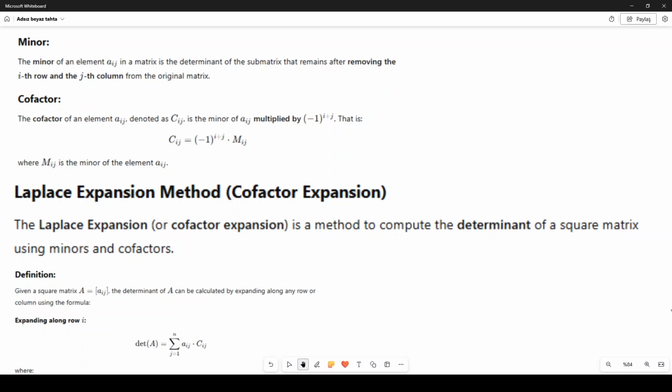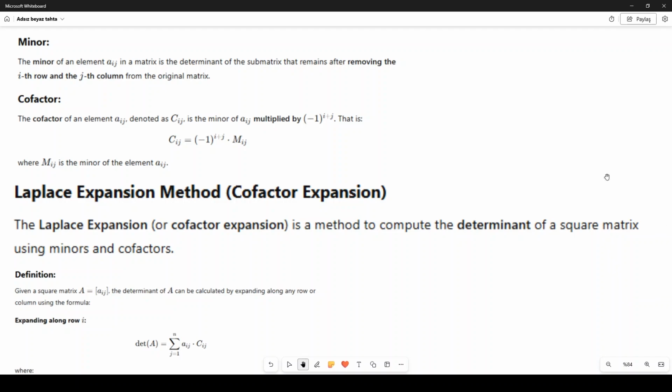In this lecture, I will show you another method that is used to compute the determinant of a given square matrix. This method is called the Laplace or cofactor expansion. In order to understand how this method works, we need to learn some terminology called minor and cofactor. So let's first start with the definition of minor and cofactor and try to understand what they are and how we will find these values.